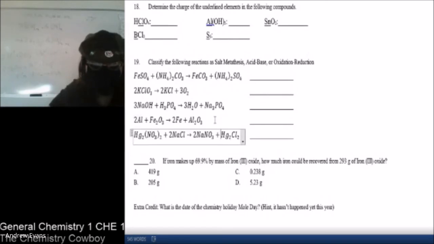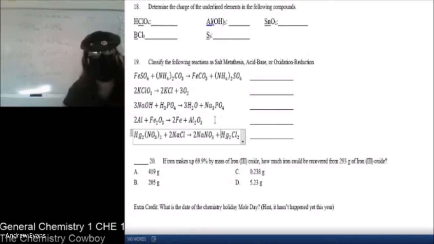And finally, mercury plus sodium chloride forms sodium nitrate and mercury chloride. Mercury 1 chloride to be specific. You look, there's no water being formed. There's no pure elements being produced.